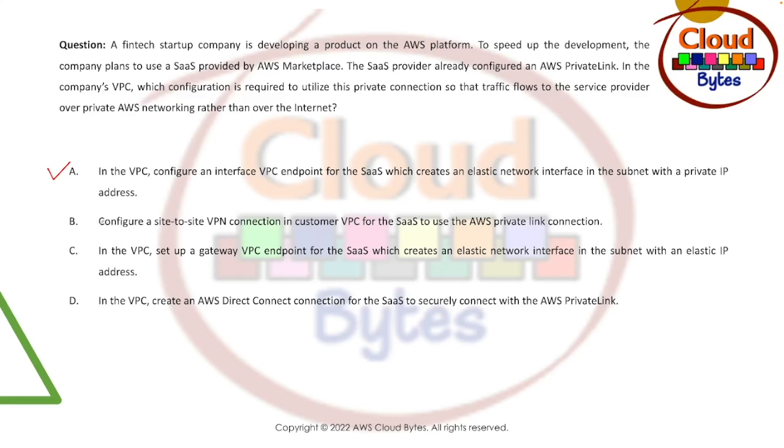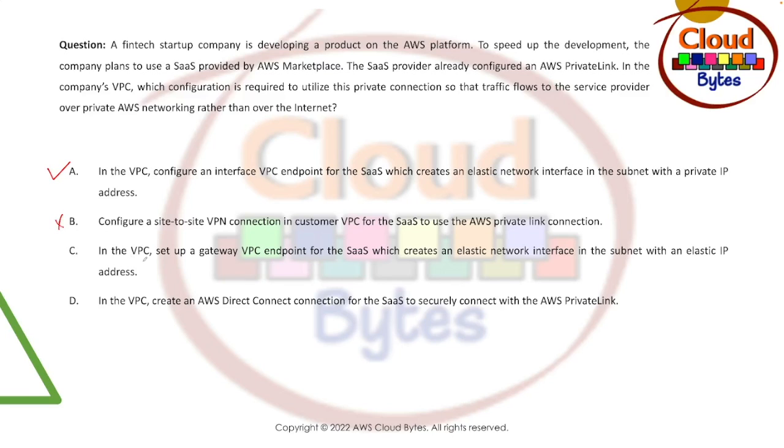Let's look at other options just to identify why these are not correct. Configure a site-to-site VPN connection in the customer VPC for the SaaS to use the AWS PrivateLink connection. Now, a site-to-site VPN connection is used for a VPN connection between AWS and on-prem data centers. And that is not the case here. This is a marketplace service that we want to connect. Let's look at the next option. So let me strike this through.